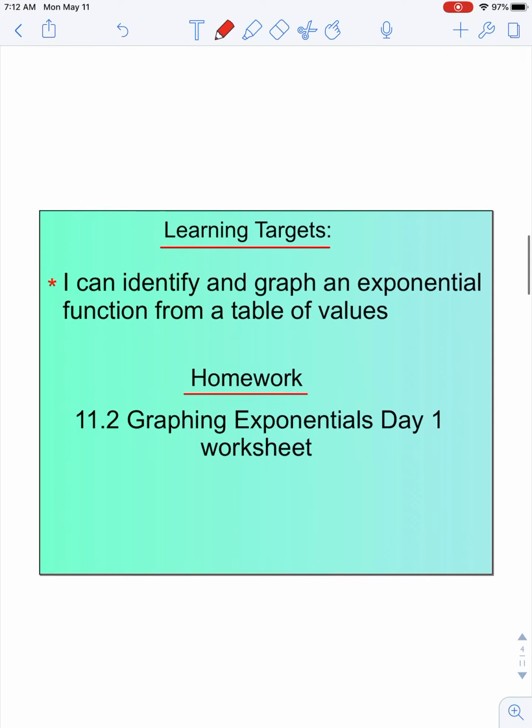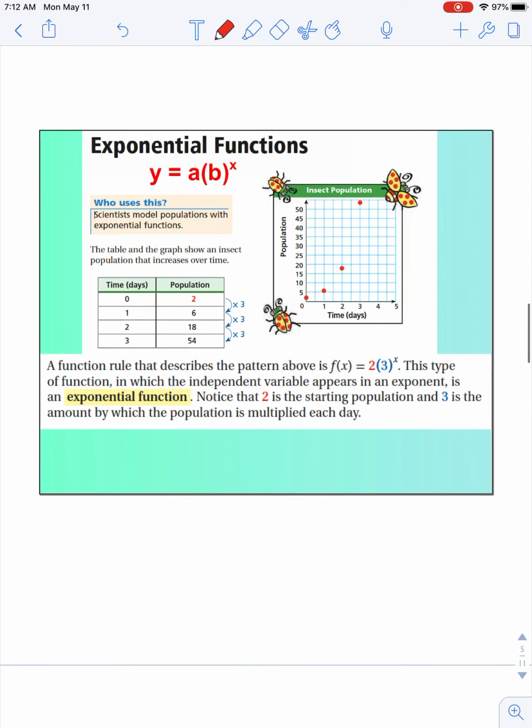So today we're going to identify and graph exponential functions using a t-table of values. So we'll go back to things that we've done before to start out our work with exponential functions. You can see that we have a worksheet today that will be in the assignments folder. And of course, you can follow along with this blank lesson and work through the examples with me. You'll find that in the blank lessons folder on Schoology. So exponential functions are in the form y equals a times b raised to the x power.